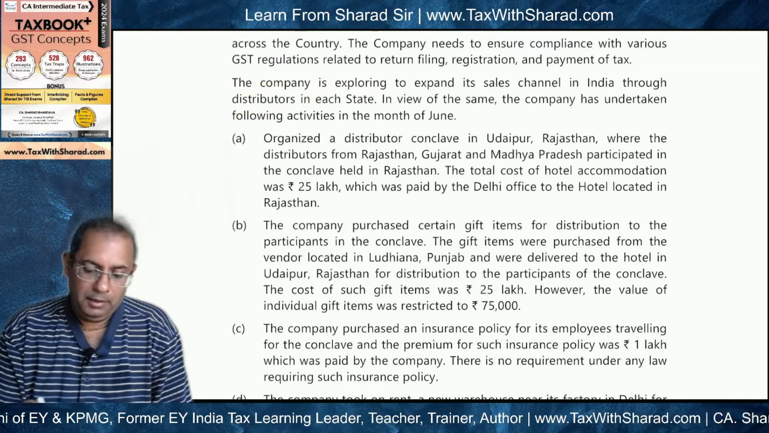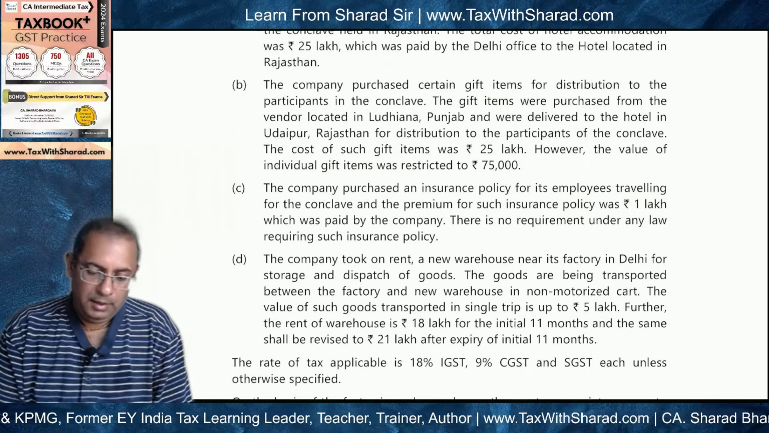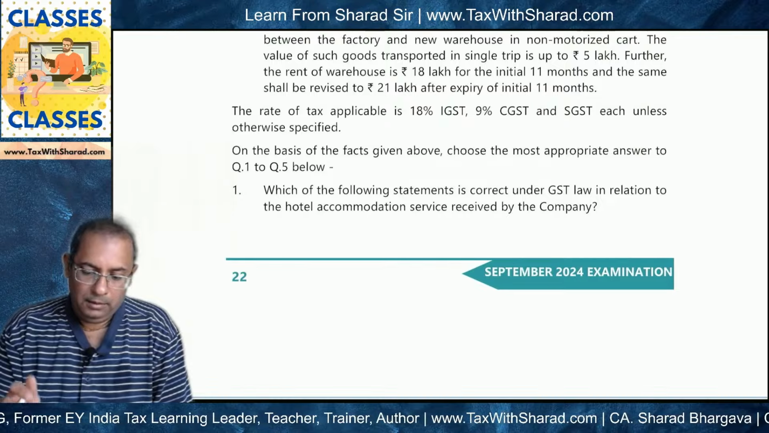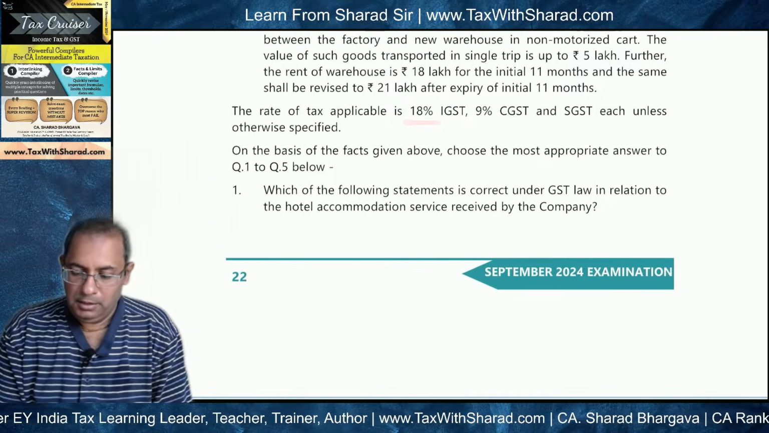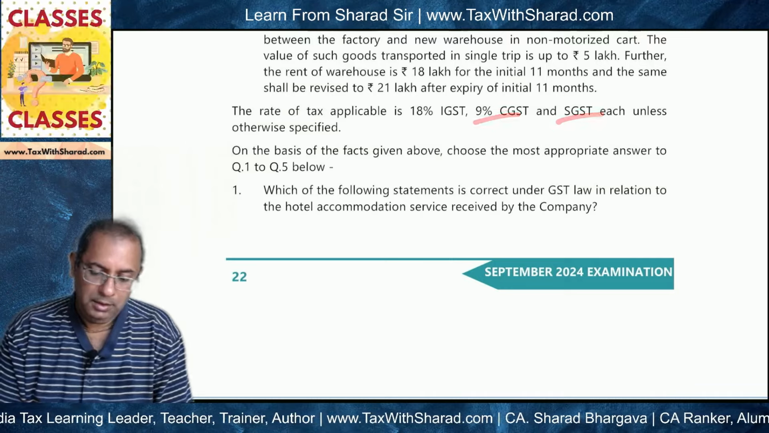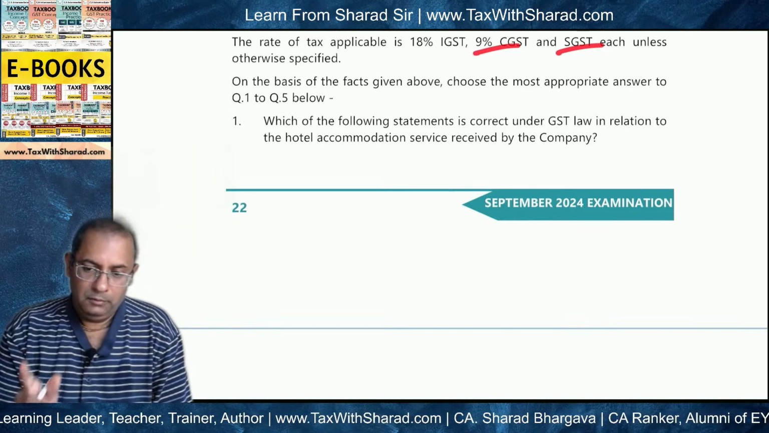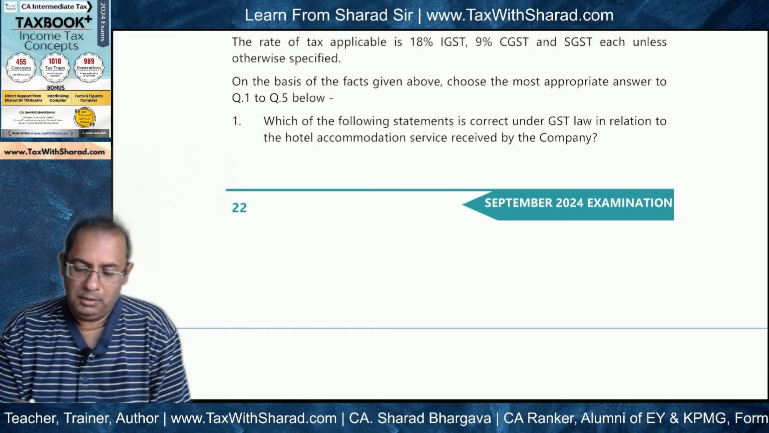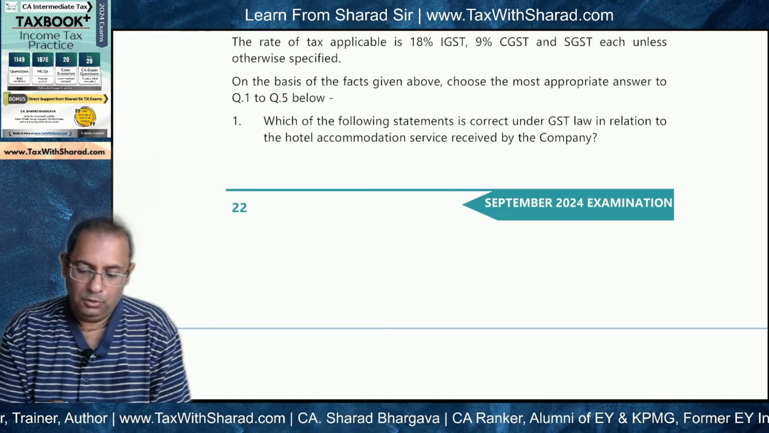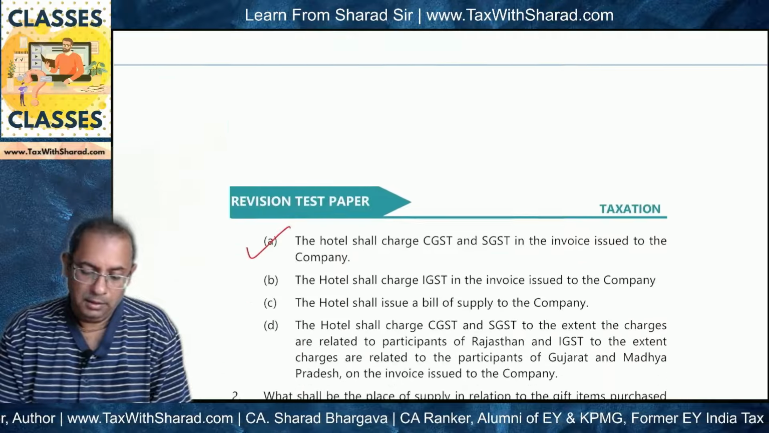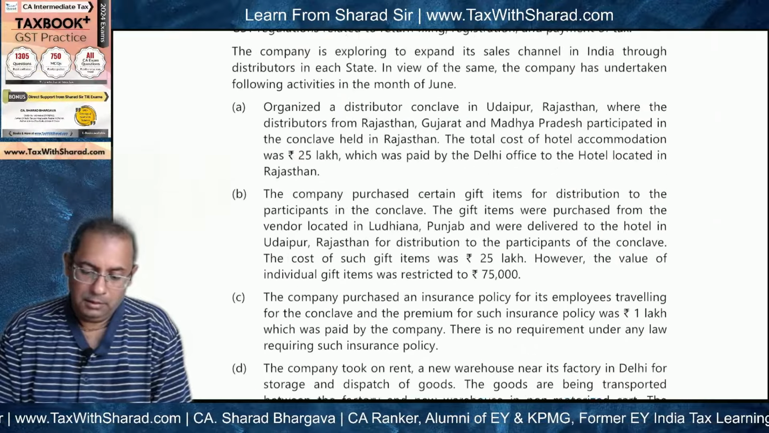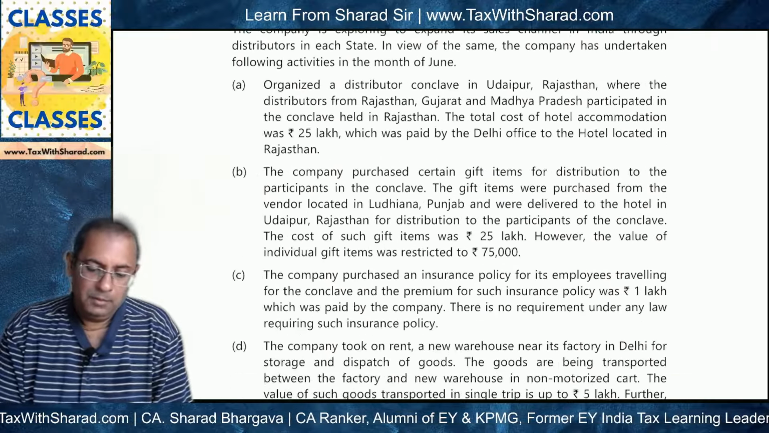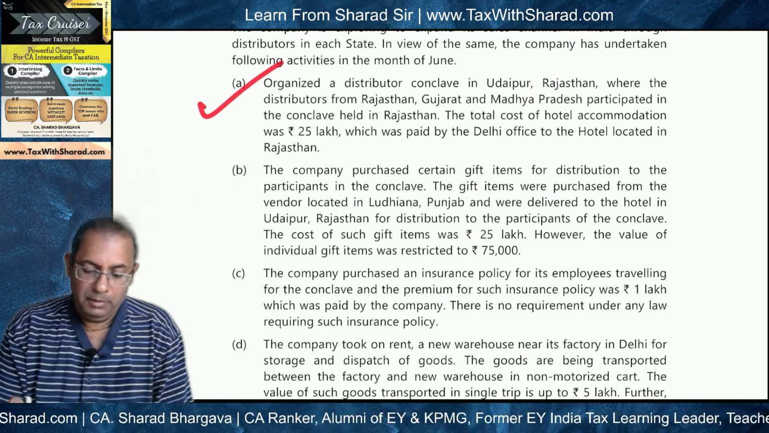So the company has undertaken the following activities in the month of June, and these are the various activities, and the rate of tax applicable is 18% IGST, 9% CGST, 9% SGST, unless otherwise specified. And now we move straight away to the question. So question number 1 is, which of the following statements is correct under GST law in relation to the hotel accommodation service received by the company? This is hotel accommodation service, and this is point number A.